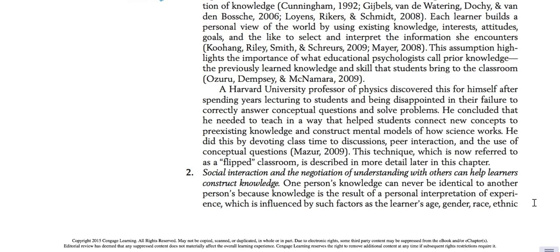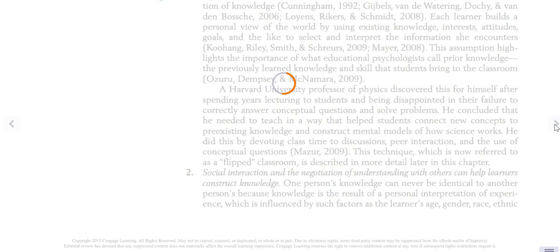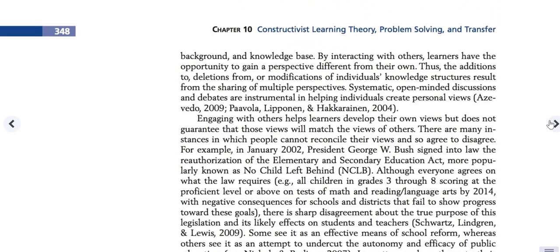Social interaction and the negotiation of understanding with others can help learners construct knowledge. One person's knowledge can never be identical to another person's because knowledge is the result of a personal interpretation of experience, which is influenced by such factors as the learner's age, gender, race, ethnic background, and knowledge base.